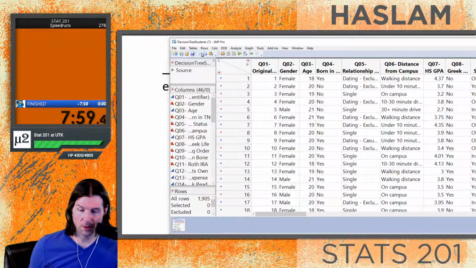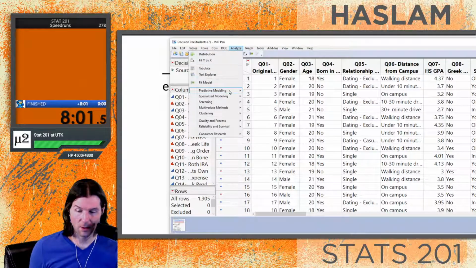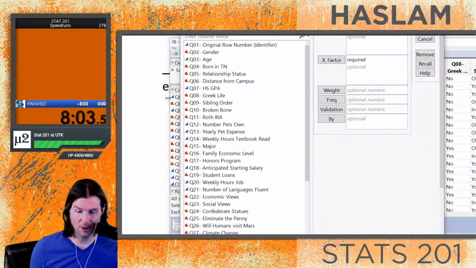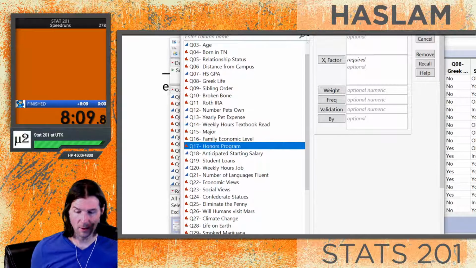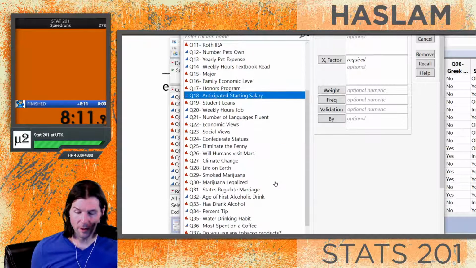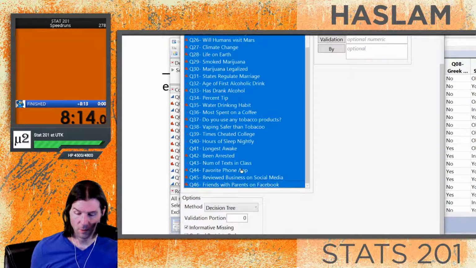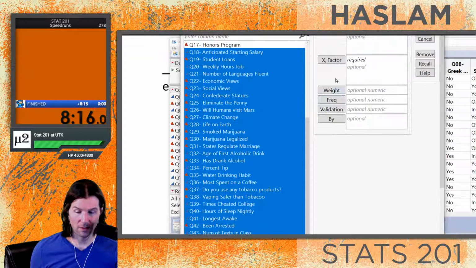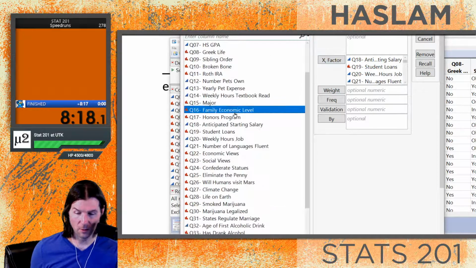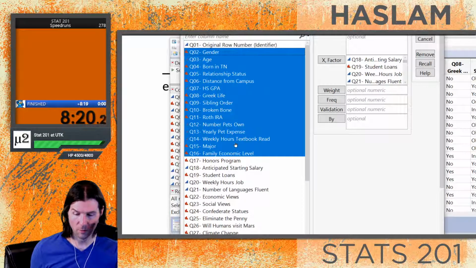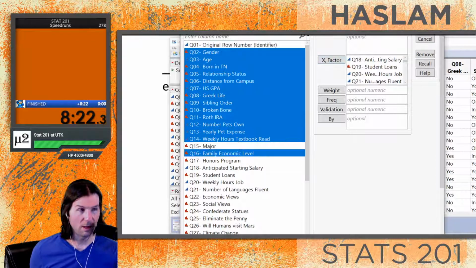We'll make one more decision tree right here. Let's go to Analyze, Predictive Model, Partitioning, and let's predict whether or not someone's in the honors program. We're just going to grab a whole bunch of X variables right here. We're going to remove favorite phone app. And so let's put all those in there. We don't want to put honors program because we're using that. And we're going to remove major. And let's put these right here.